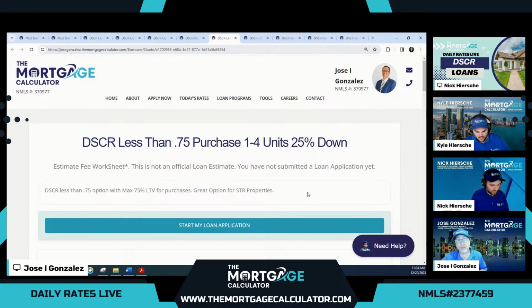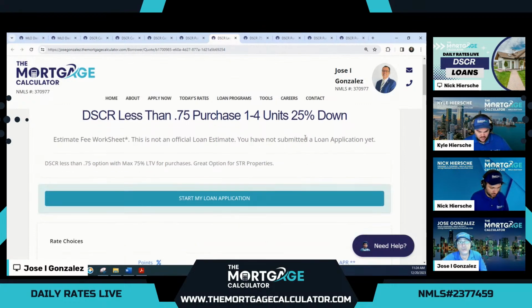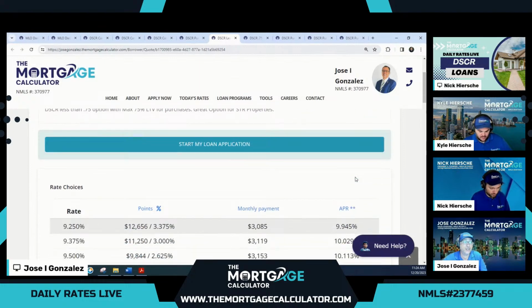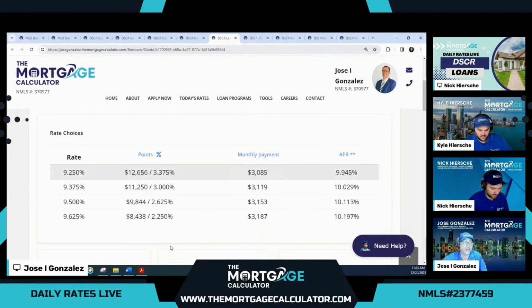Every appraisal for an investment property is required to have a 1007 added to it, or a 216 if it's a 2 to 4 unit, which is going to state some kind of rental income. So you're going to have some kind of DSCR. But when it's less than 0.75, we can still do 25% down or 75% LTV for your absolutely no ratio DSCR, and 9.625 is our lowest cost option, 9.25 lowest rate option.